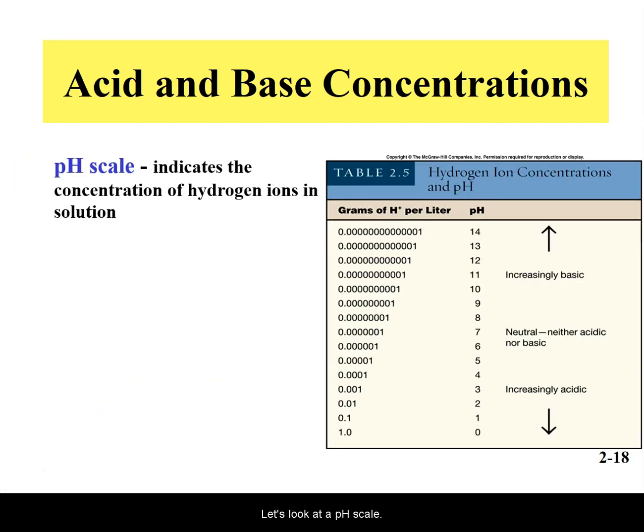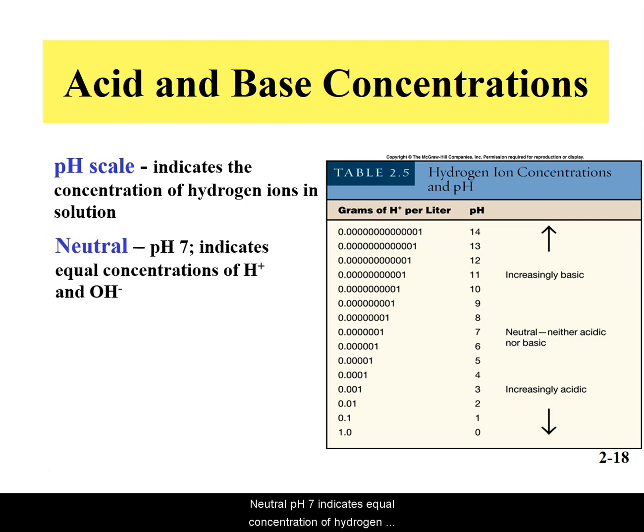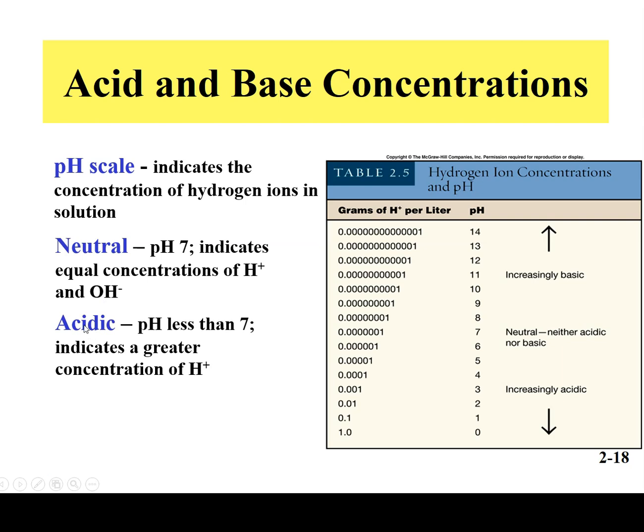Let's look at a pH scale. It indicates the concentration of hydrogen ions in solution. Acids are electrolytes that release hydrogen in the water. Neutral, pH 7, indicates equal concentration of hydrogen and hydroxyl ions. Acidic, the pH is less than 7, indicates a greater concentration of hydrogen. So right here is neutral, and as you go to lower numbers, it increases in acidity from 6 to 5, 4, 3, 2, 1, 0.